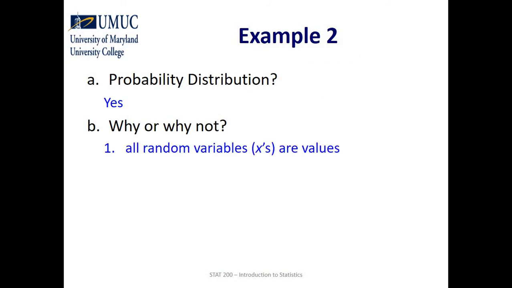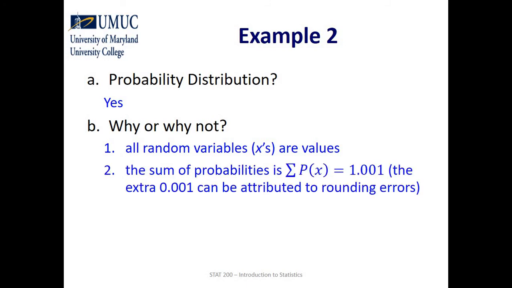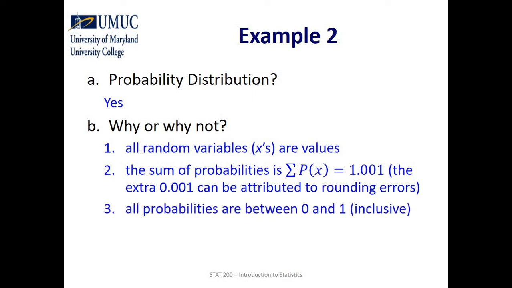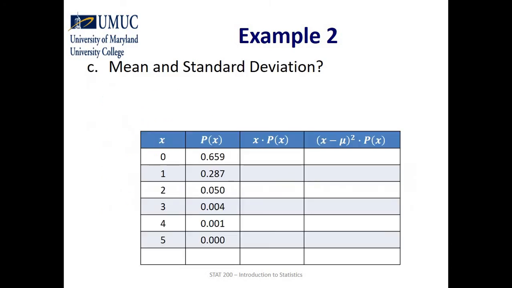Why? All random variable x's are values. The sum of our probabilities is 1, and again, that extra 0.001 is probably attributed to rounding errors. And all of our probabilities are between 0 and 1, inclusive of those values.